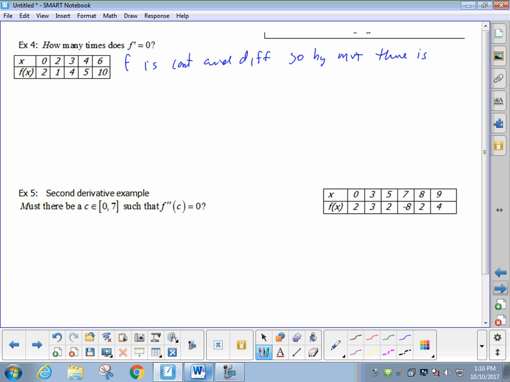Now, you can use lots of different letters. I use C, C1, C2, and so on. There is a C1 in, where's my first interval I want to look? 0 to 2, such that f prime at C1 is. Now, you could say f prime is negative, but you really need some evidence in there.